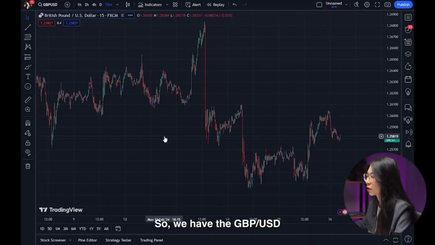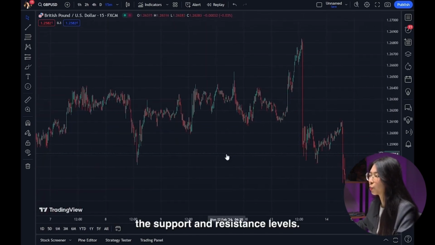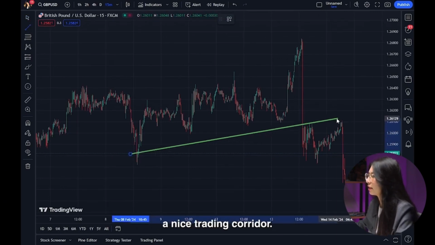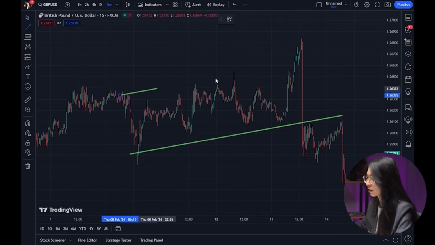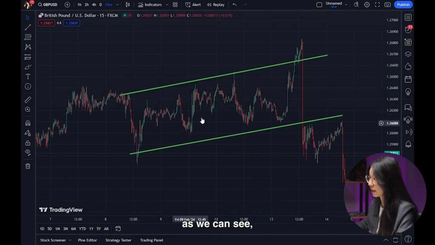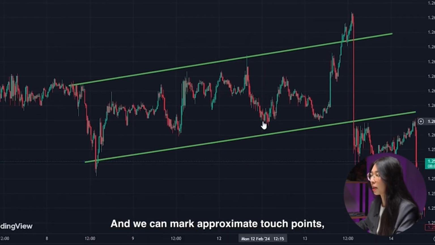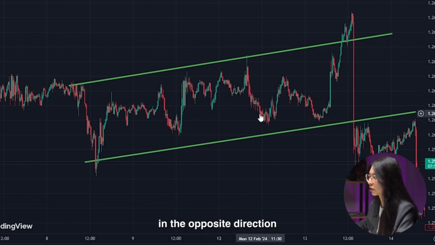So we have the GBP/USD currency pair open, and here I found a great situation that will fit this trading strategy. Here I can point out the support and resistance levels, and here we can see a nice trading corridor. So let's draw it. Okay, and as we can see, price is moving to the upside, and we can mark approximate touch points from which the price pushes off and goes in the opposite direction to another level.